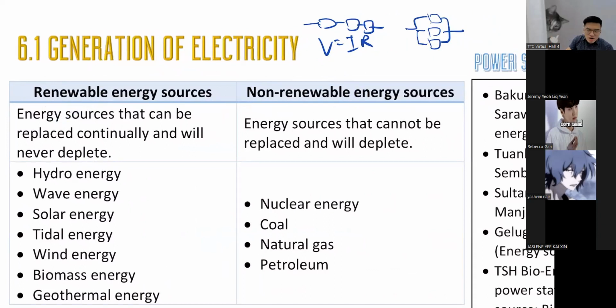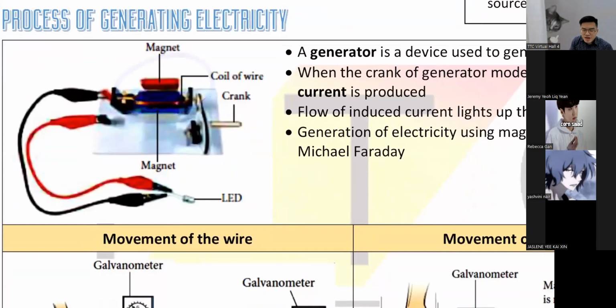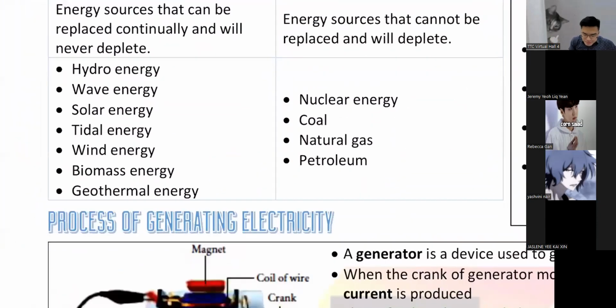Let's talk about generation of electricity. How do you generate electricity? By using a generator. In Mandarin, it's called 发电机. This is how a generator works. Last time when people cycled on a bicycle, they had a headlamp, right? And when you stop cycling, the headlight will stop. So when you cycle, you are turning the generator.